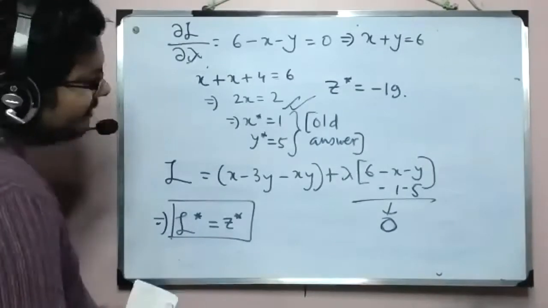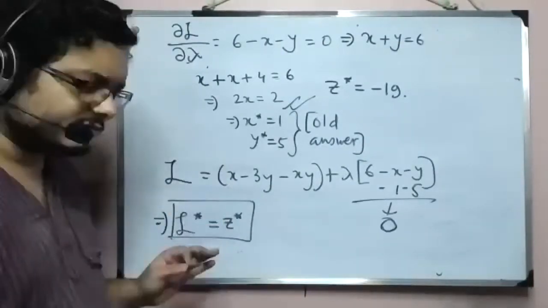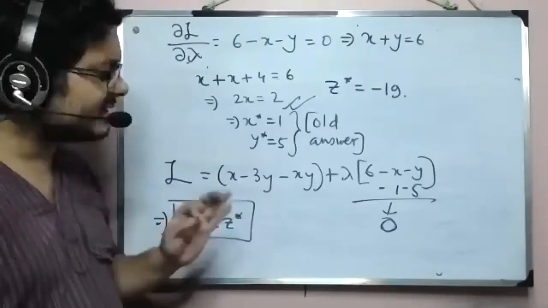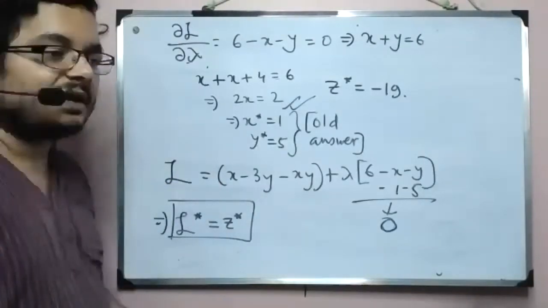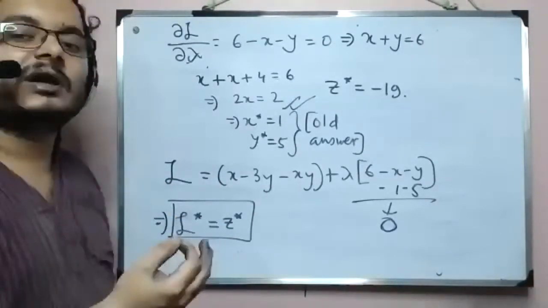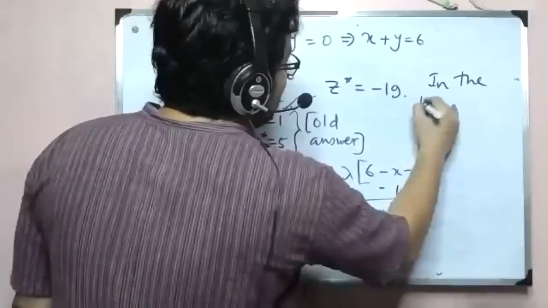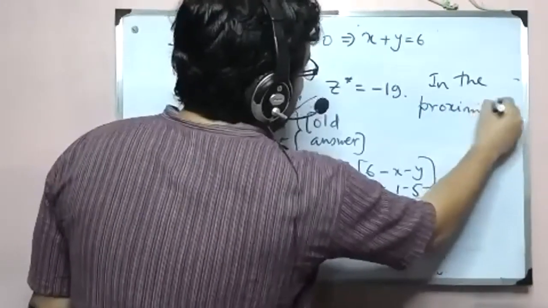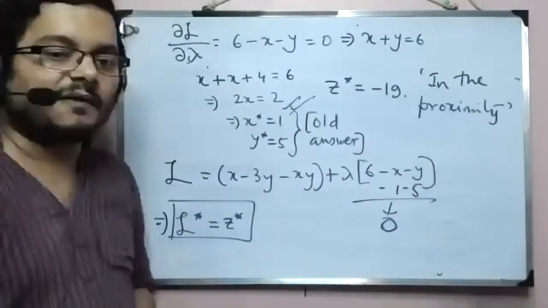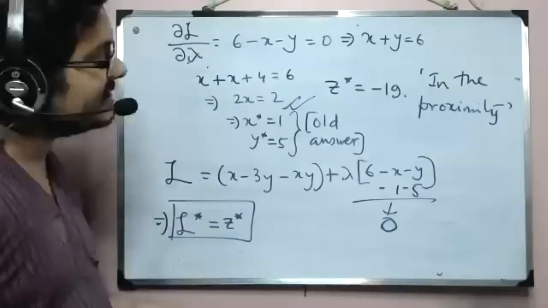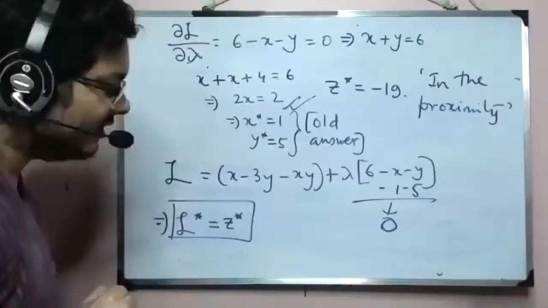Here I have not put the value of lambda. At the optimum point, lambda doesn't have any role, but lambda does have a role. As I said, the role is this: if we move around in the proximity of the optimum point, then we will see the role of lambda. By saying that, I'm saying that lambda allows some kind of comparative statics.